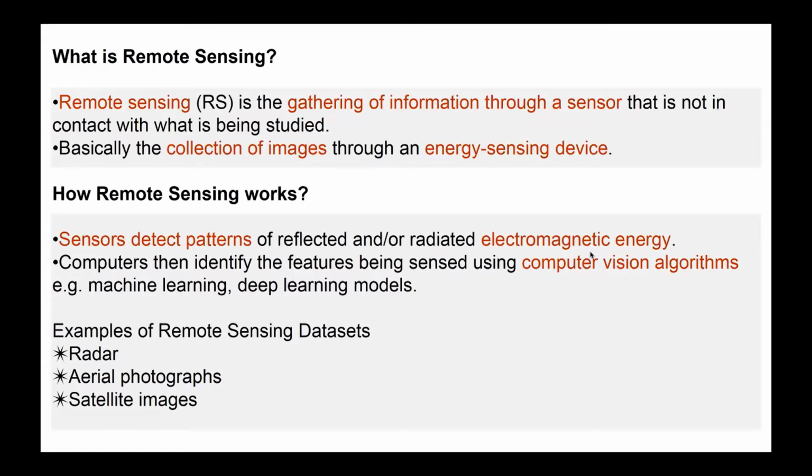These sensors detect patterns of reflected and radiated electromagnetic energy. Then we can use different computer vision models, such as machine learning, deep learning, or traditional models to identify different patterns and features, and then we can separate those features. Some examples of remote sensing data sets include radar data, aerial photographs, satellite images, also LiDAR data sets.